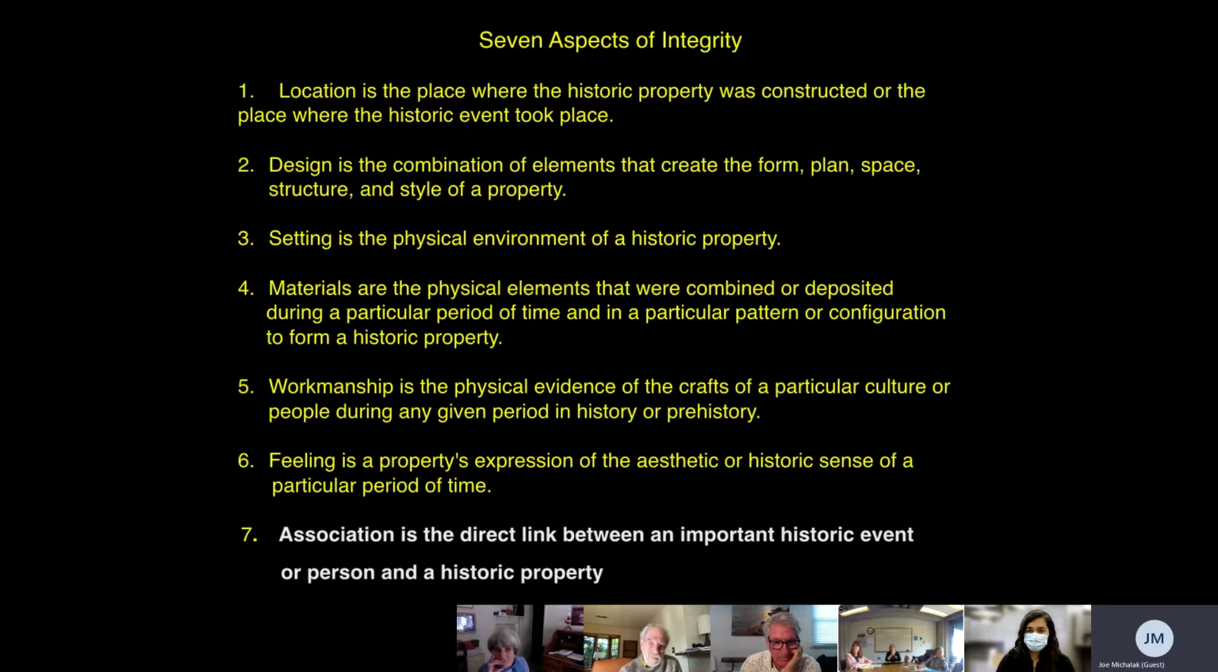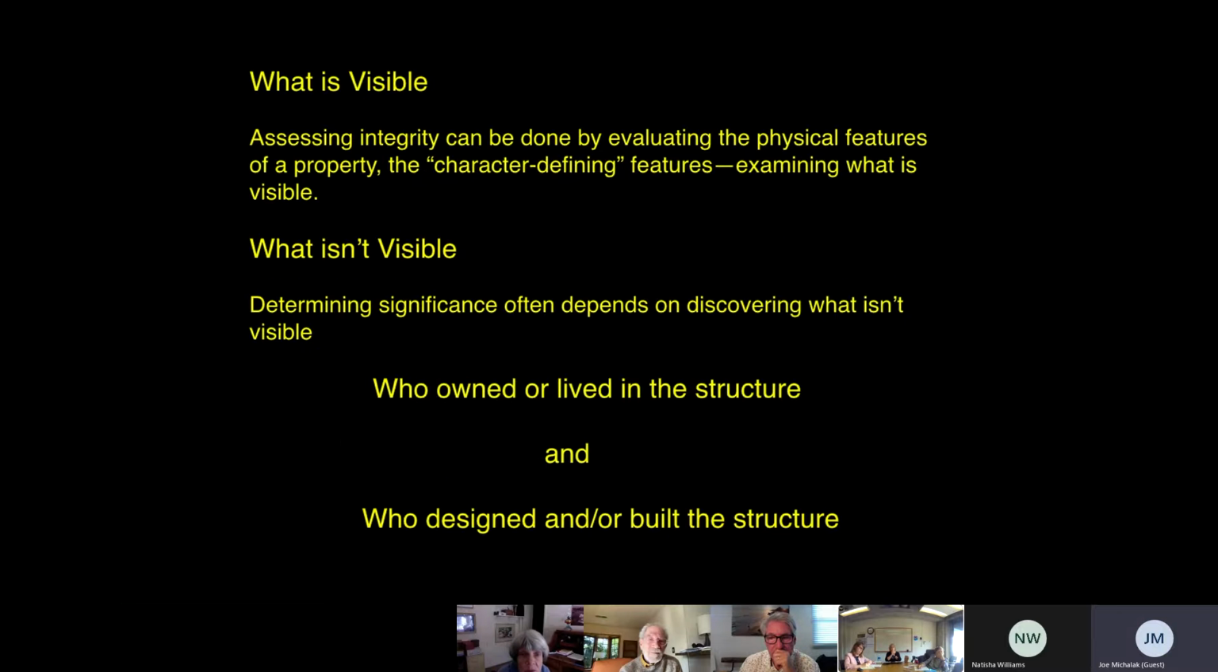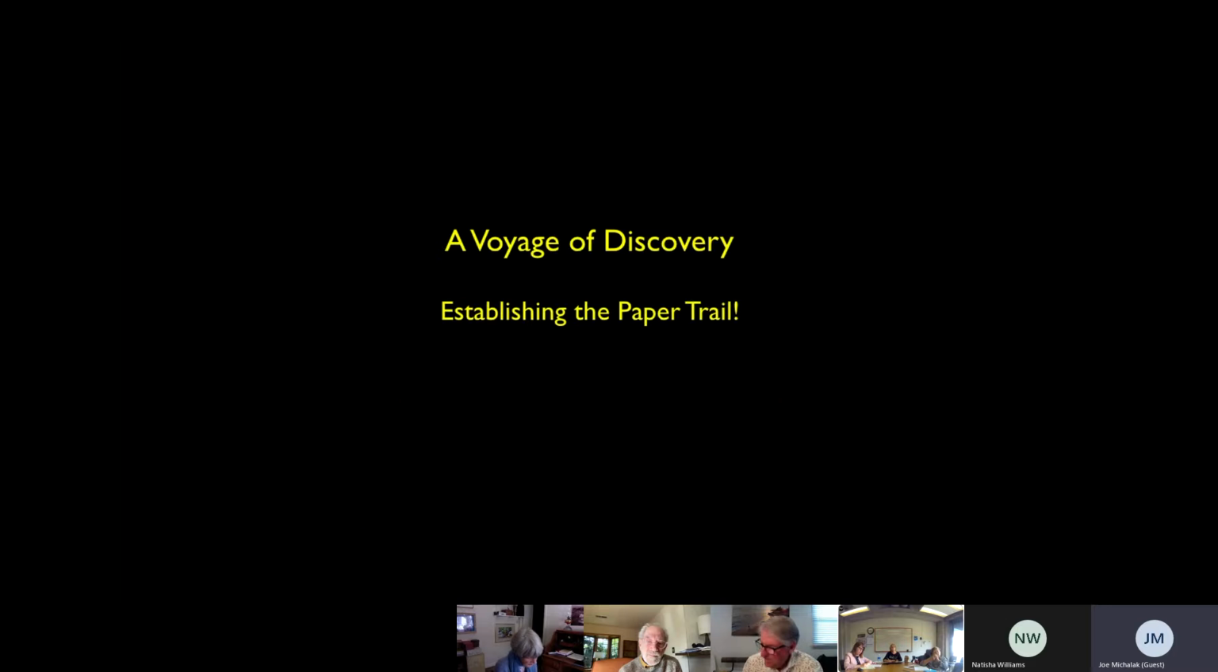The last one is association, the direct link between an important historic event or person and a historic property. So once again, I'm talking about what is visible. Assessing integrity can be done by evaluating the physical features of a property, looking at the character defining features, examining what is visible. What isn't visible is who owned or lived in the structure and who designed or built the structure. So now we're going to embark on what I call a voyage of discovery.